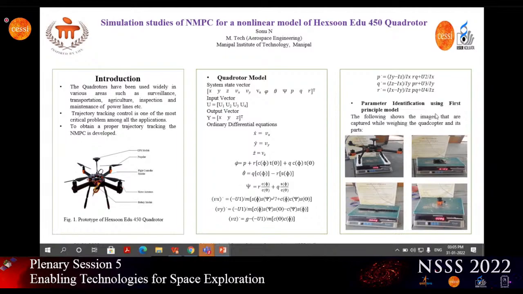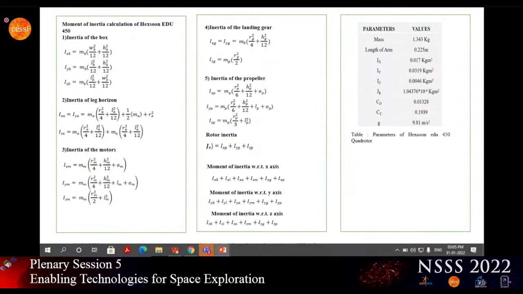Next is the parameter identification using the first principle model. These are the images that were captured while weighing the quadrotor and its corresponding parts. Next is the calculation of the moment of inertia. In order to calculate the moment of inertia, the inertia of individual components is calculated. First is the inertia of the box, then the inertia of the leg, motors, landing gears and the propeller. Then the rotor inertia. The moment of inertia about X, Y, Z is the addition of the inertia of all the components.